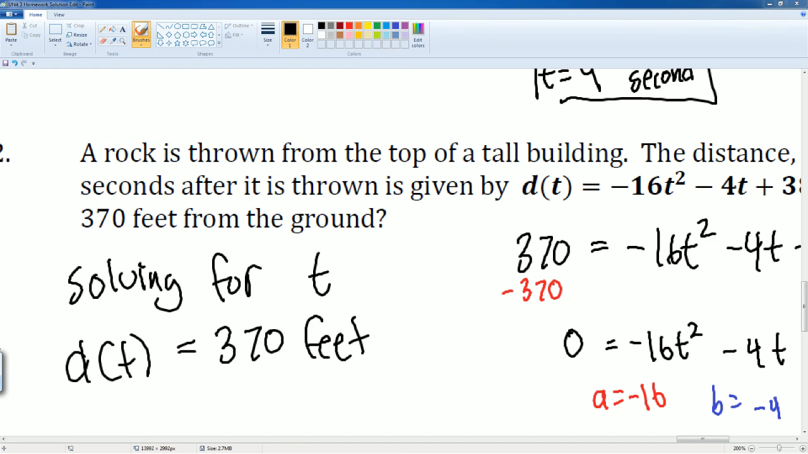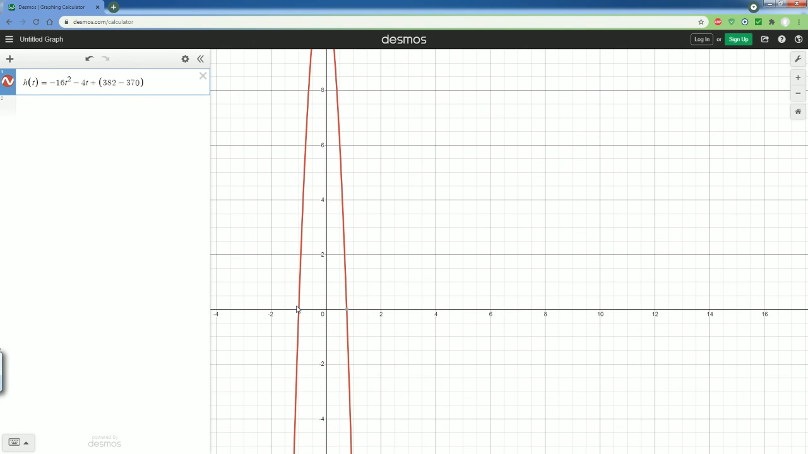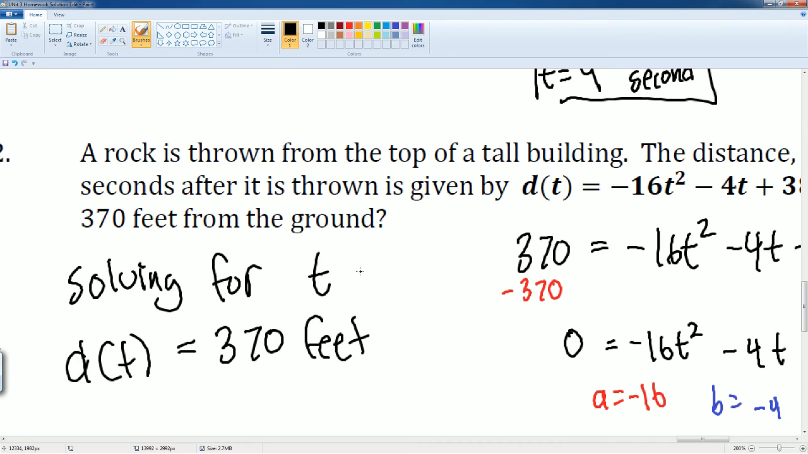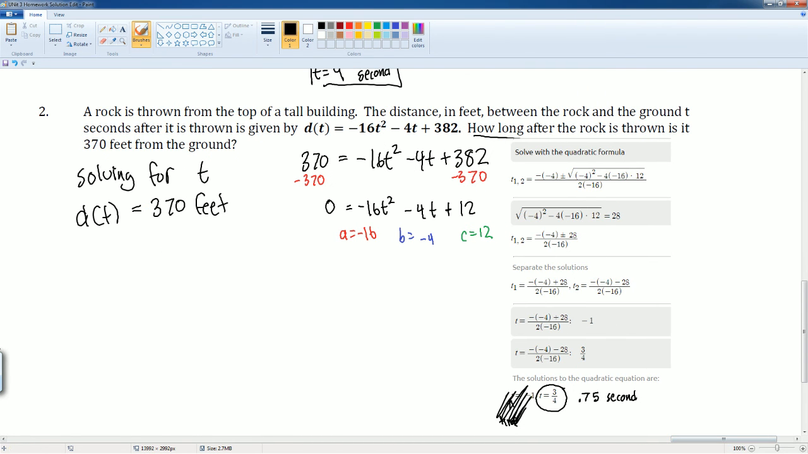If you don't believe me, here, I graphed it on Desmos. And look, the first solution was negative 1, and the other solution was 3 divided by 4, which is 0.75 seconds. Notice, we only take the positive answer, so we only take the 0.75 as the correct answer. There's no way to do 2 without solving for the quadratic equation. So you just simply have to do the quadratic equation.